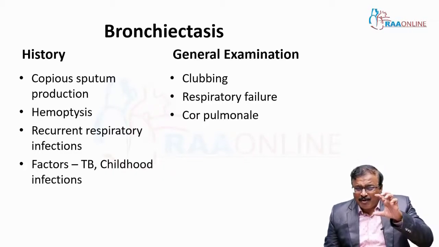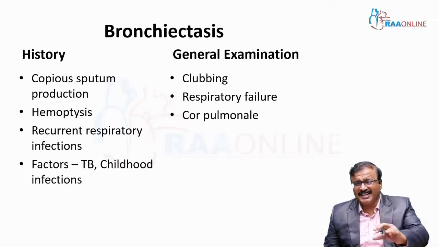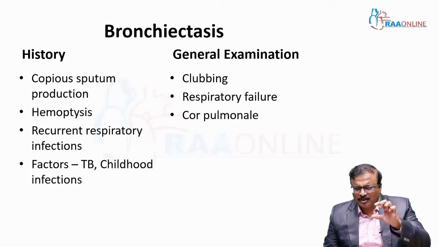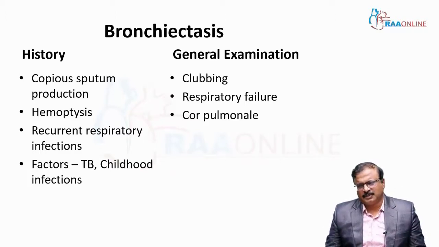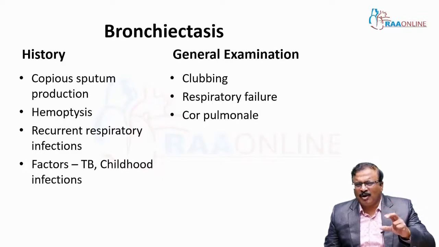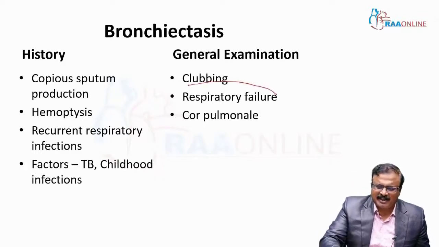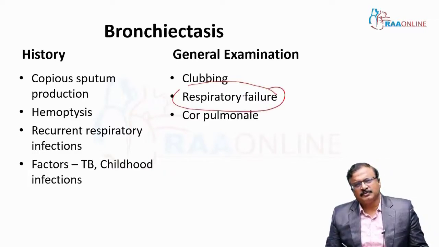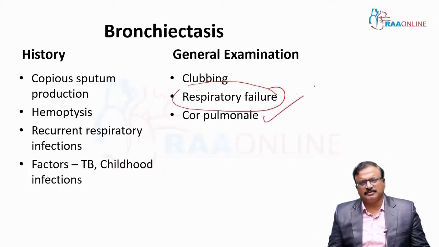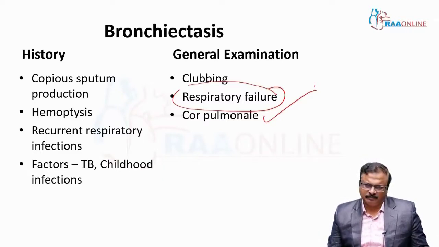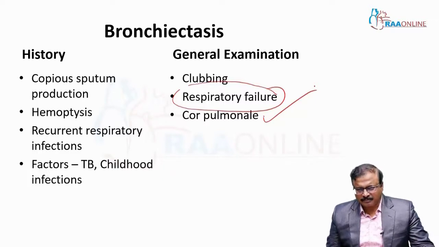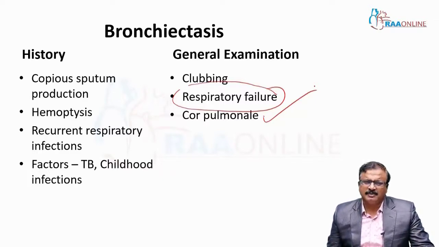What are the important points in general examination you should target? We should look for clubbing and signs of respiratory failure along with cor pulmonale. So, that is for any chronic respiratory disease. Clubbing is very classical. Grade 3 clubbing is seen.